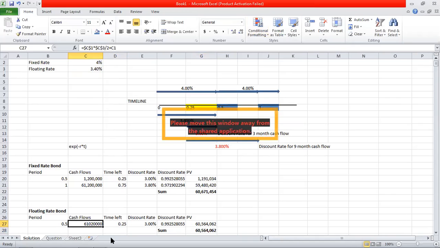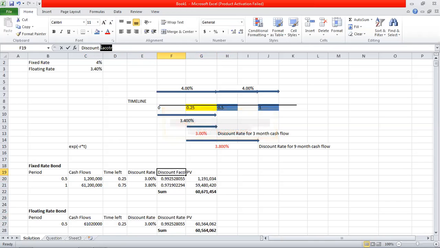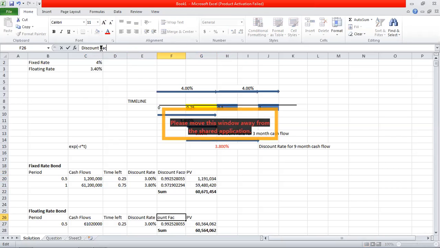Okay. Now the time left, again, this cash flow is going to happen in 0.25. The discount rate, as in the case here, for the 3-month cash flow is 3%. We convert that into a discount factor. Sorry, this is not a discount rate, but a discount factor. Let me relabel. Okay, so in that case, I just take the present value of the future cash flow. This comes to be 60.54 million.